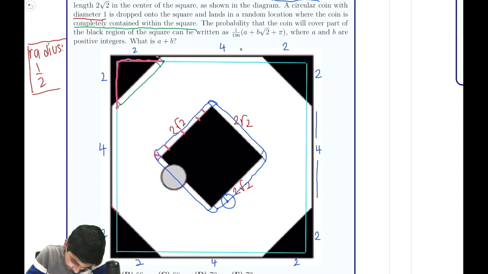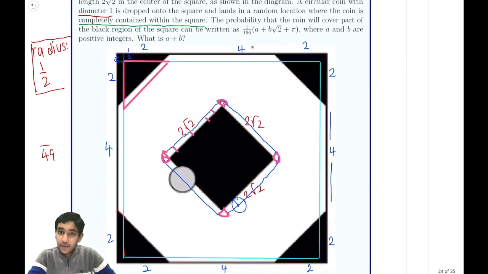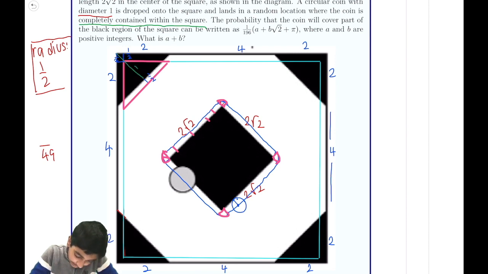So this distance right here, this blue distance, is going to be 1/2, and we can see this distance is going to be 1/2. This distance is going to be 1/2 as well. Okay, so now we've got to find the area of this triangle. So how do we find the area of the triangle? Notice that we can actually find the altitude of the triangle. Because in the black triangle, you can see that this green altitude here is going to be square root 2 over 2.